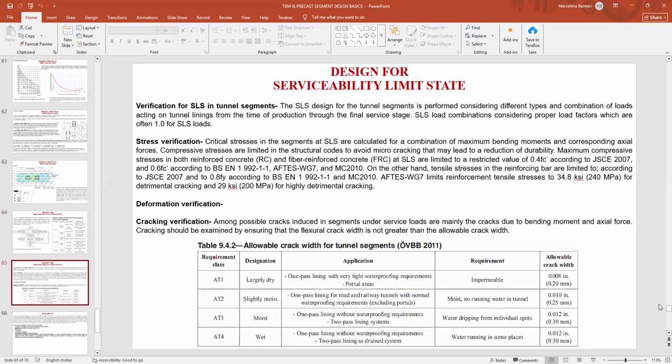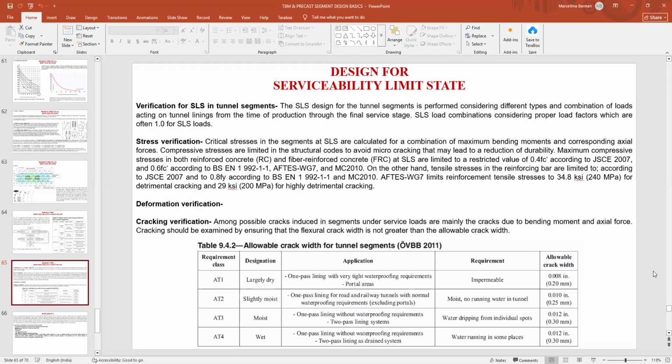In the SLS part of the segments, what are we doing? First of all, we need to check the crack width of the segments. For the crack width of segments in a metro project, we are using 0.2 millimeter or 0.25 millimeter. There is a standard guideline called the German guidelines. For different conditions, they have specified what the crack width should be. Now, if a crack is developed, sometimes the client gets panicked that my segment has lost its serviceability. That is not the case.